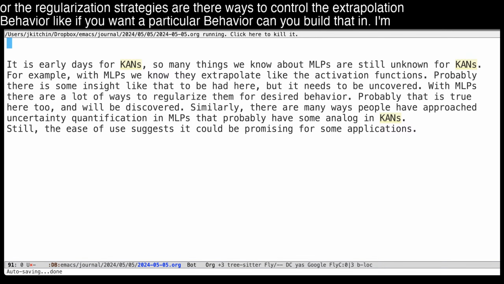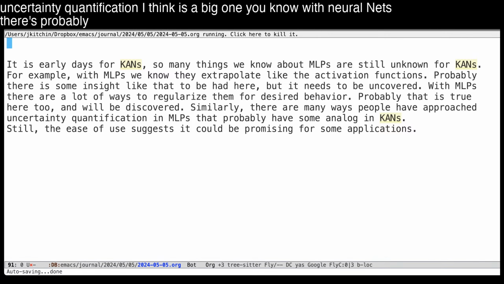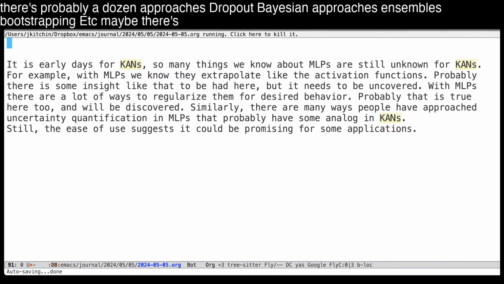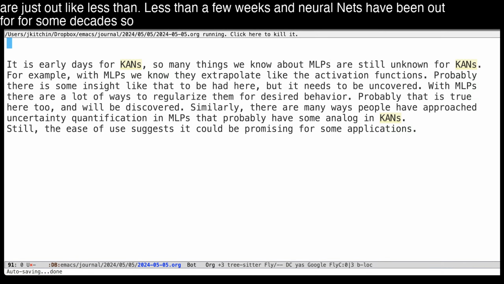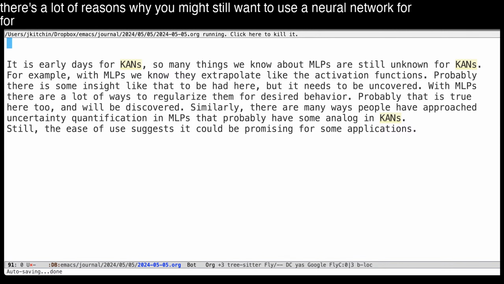Uncertainty quantification, I think, is a big one. With neural nets, there's probably a dozen approaches: dropout, Bayesian approaches, ensembles, bootstrapping, etc. Maybe there's a way to do that with KANs. Who knows? These are just out less than a few weeks, and neural nets have been out for some decades. So there's a lot of reasons why you might still want to use a neural network for anything along those lines.